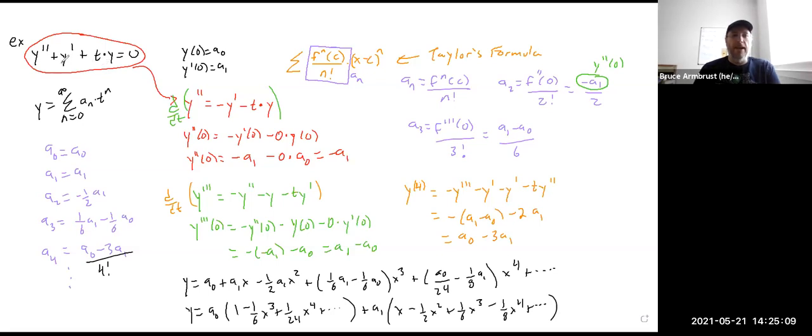But what if this was like inverse tangent of y prime, and then this was t over t squared minus 4 times y, right? The derivatives could get really nasty really fast. The other issue is that every time you go to another one, you have to differentiate again, which means you're going to be differentiating all the time.